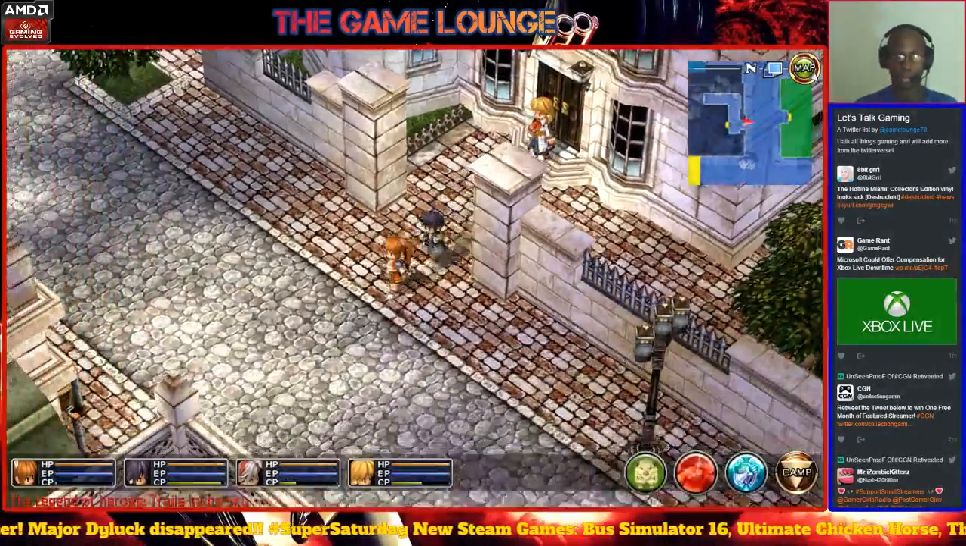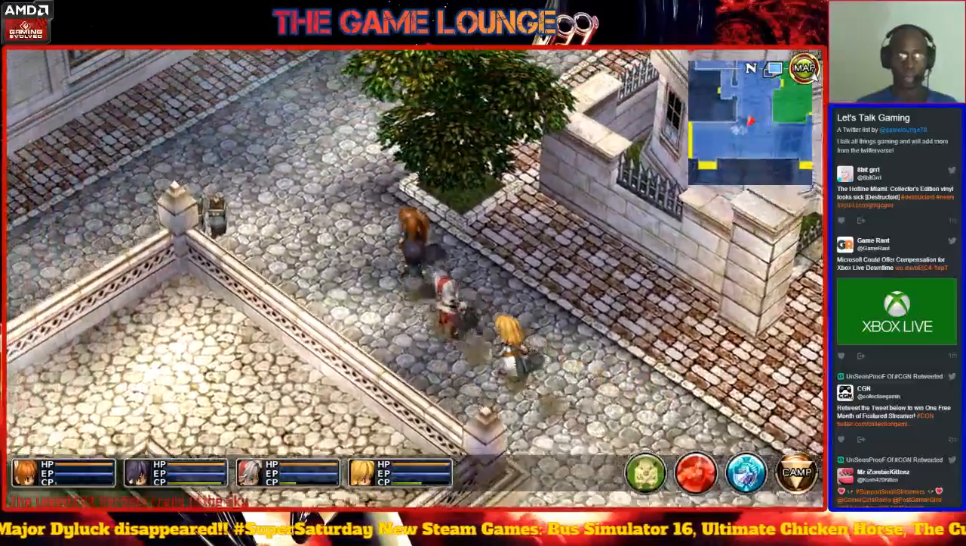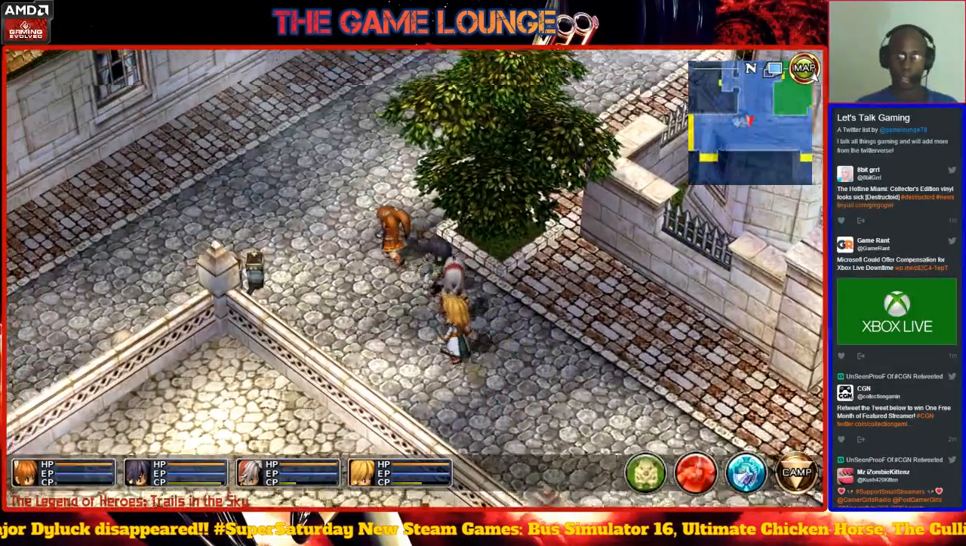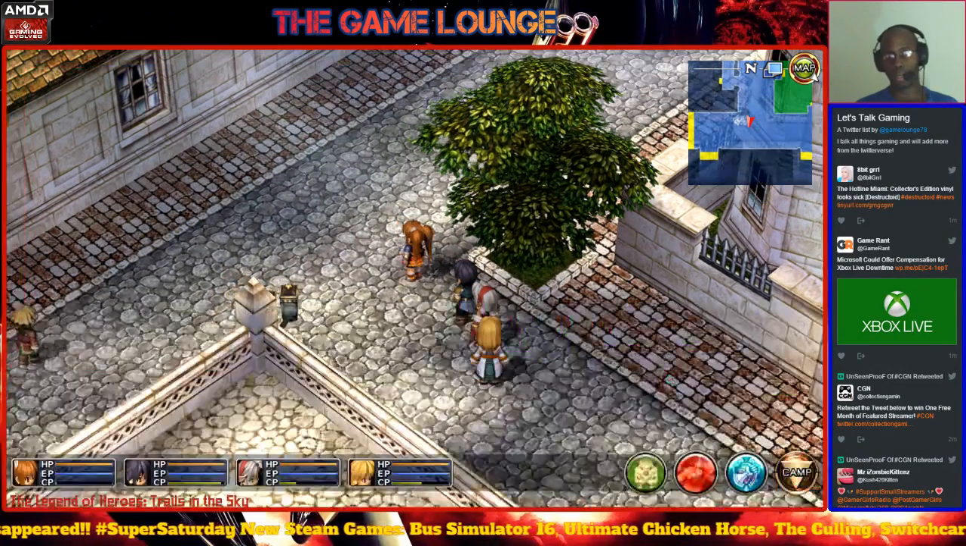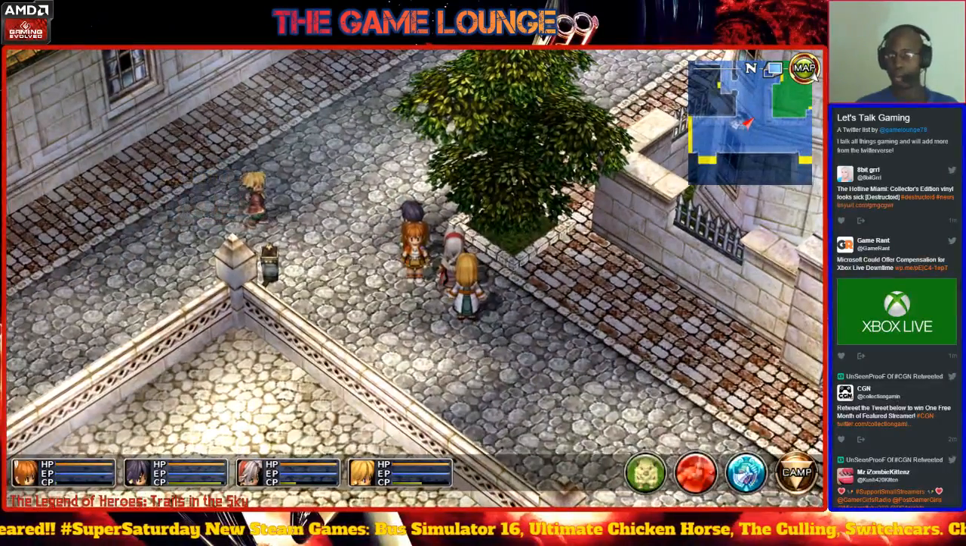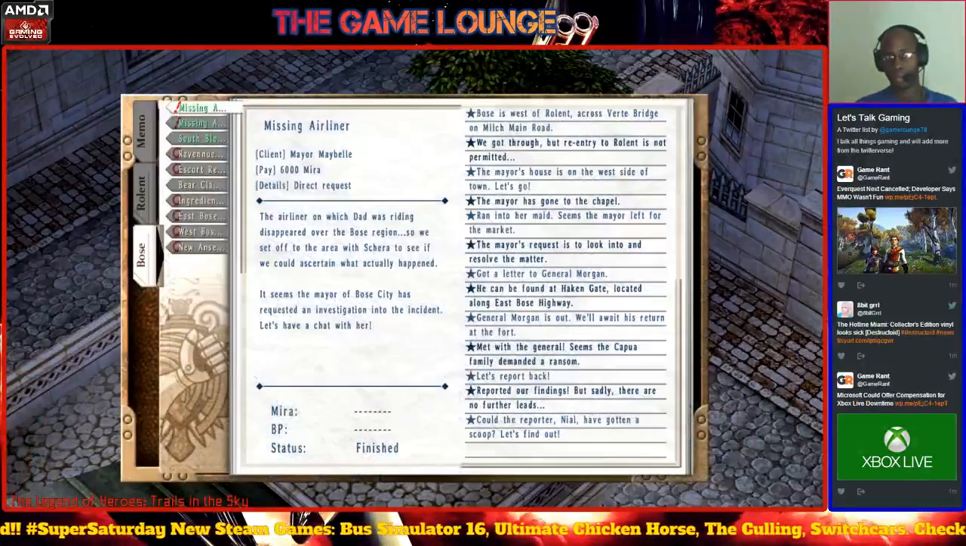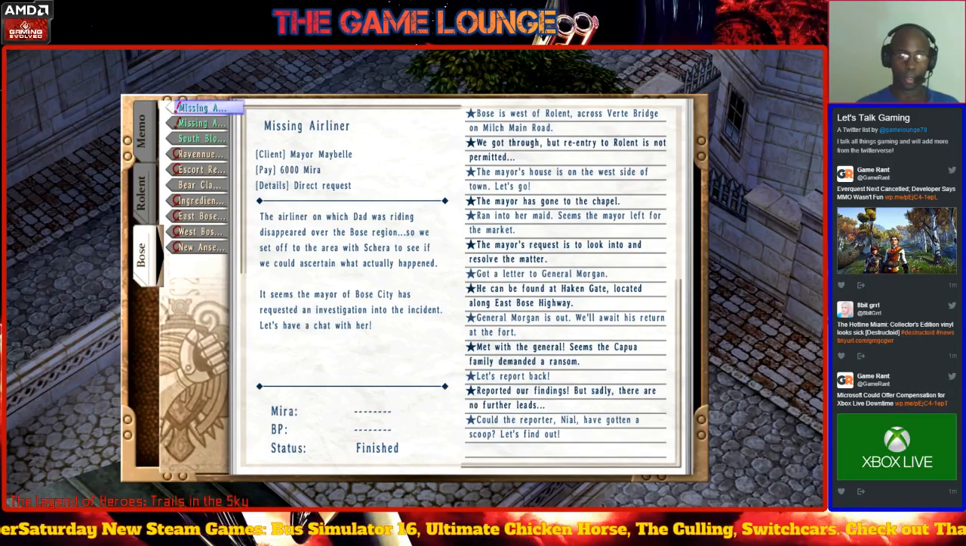Alright, so I gotta go to the South Block. Oh no, this shit didn't. Okay. I don't know why it does that. I don't know why the driver just quit responding.